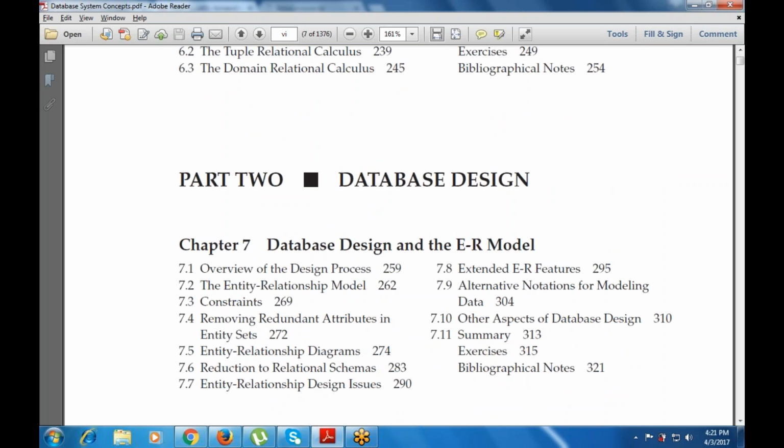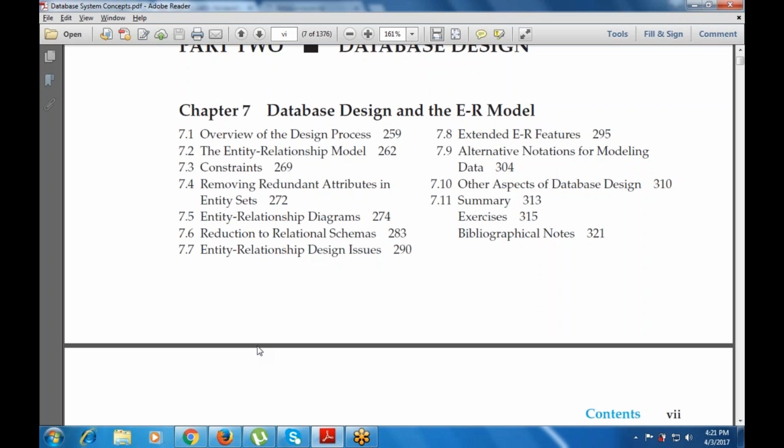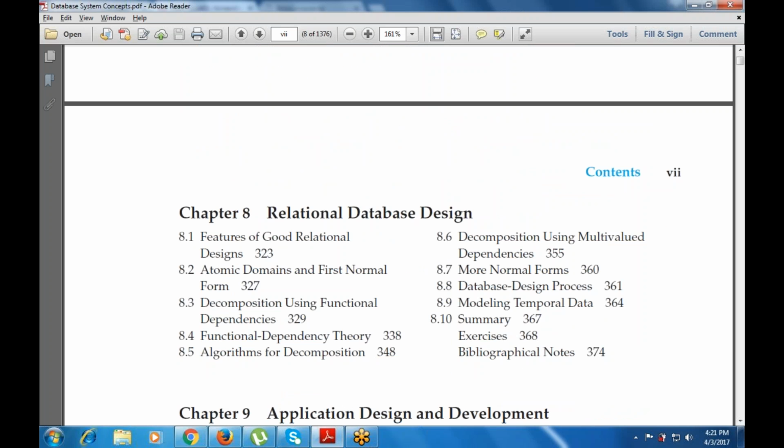Then part number 2 is database design. That includes the ER model, that is the entity relationship model, extended ER features, alternative notation for modeling the data, other aspects of database design, summary, entity relationship diagrams, reduction to relational schemas. Then what are the features of a good relational schema design? That includes decomposition, atomic domain, first normal form, more normal forms, decomposition using functional dependencies, then algorithms for decomposition along with modeling temporal data.